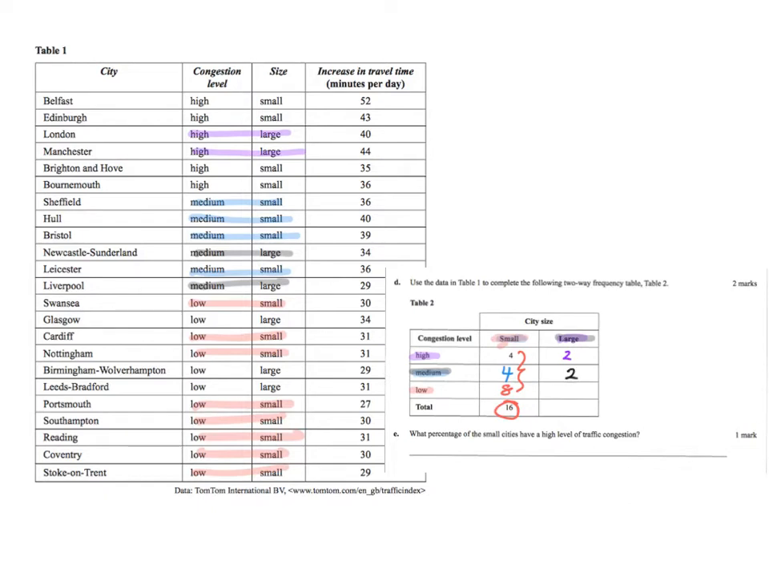Change the colour one more time. Sorry, so we're going to do large and low. Is that what I'm up to? Yeah? 1, 2, 3. Oh yeah, because they already did the small ones, didn't they? So 3. So how many does that total up to? 7.